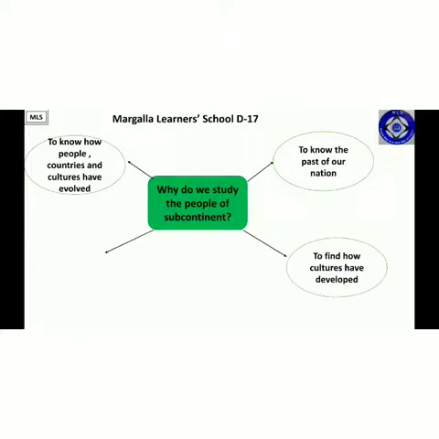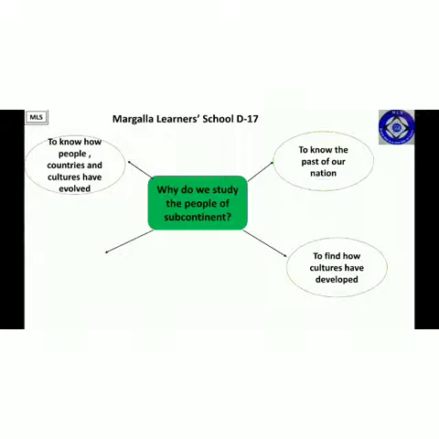The next reason is to find out how cultures have developed. For instance, my dear students, right now in India there is a caste system and divisions like Brahmin, Shudras, etc. By studying the culture and the ancient people, we came to know that this caste system came from the people who settled after the Indus Valley civilization, the Aryans. So that's how we came to know that today's culture has roots in that previous culture as well.